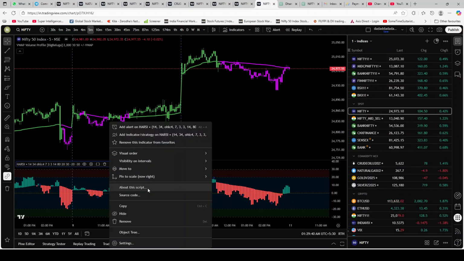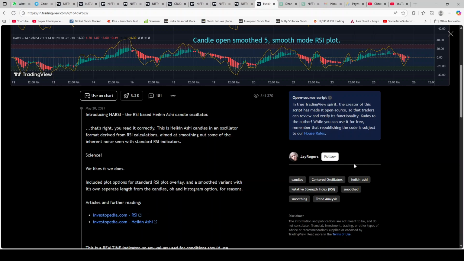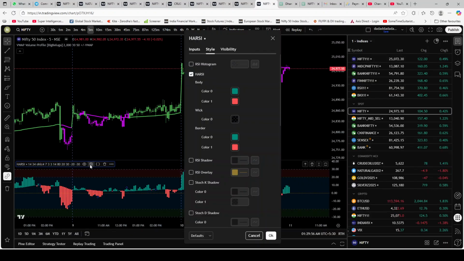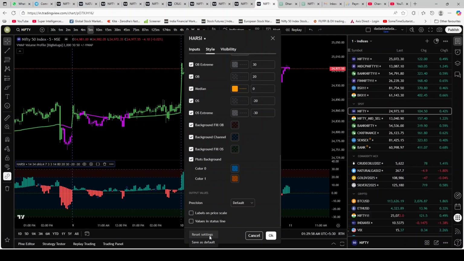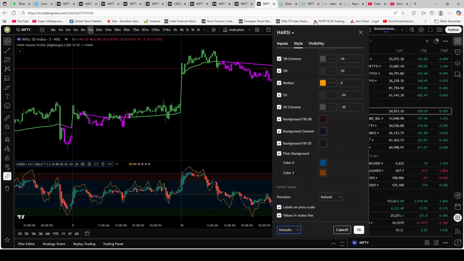I'll just show you the name of this indicator. It's Heiken Ashi RSI oscillator, by J. Rogers. I shall mention the name of the indicator and the author name in the comment section, along with the link to the indicator, so that you have no difficulty finding it. This indicator comes by default like this. If I do reset settings, this is the way it comes, which is not the way I use it.